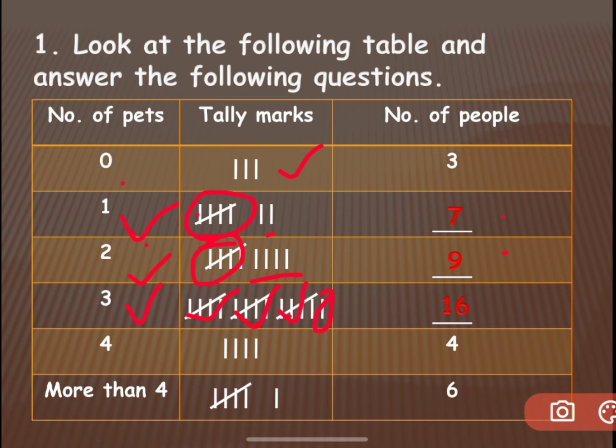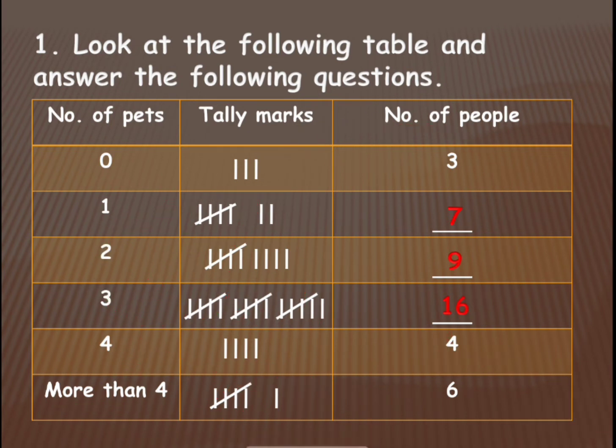Now if you see here, children, the people who have 4 pets, they have written 4, we need not count it. More than 4 means it can be 5, 6, 10, 8, any number more than 4. There are 6 people like that who have more than 4 pets. They have drawn this is your 5 and this is your 1. 5 plus 1 is 6. So now we have completed the table.